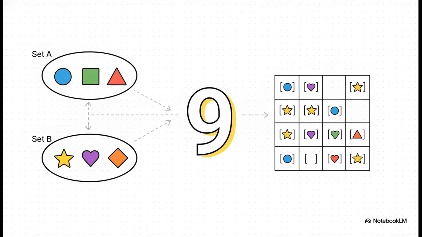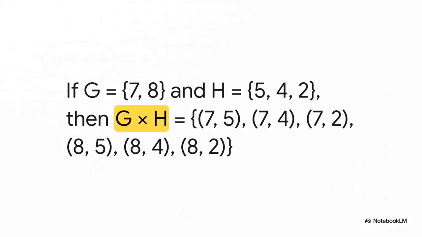Easy as that. So how do we actually make all these pairs? Well, it's a really systematic process. You just take the first element from the first set, G, in this case the number 7, and you pair it up with every single element in H. That gives you (7, 5), (7, 4), and (7, 2). Then you just do the same thing with the next element from G, the number 8, and there you have it. That's the whole set.